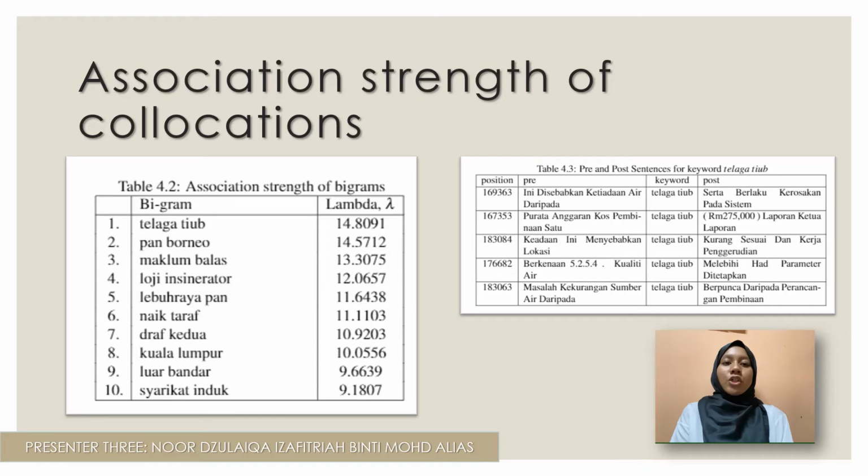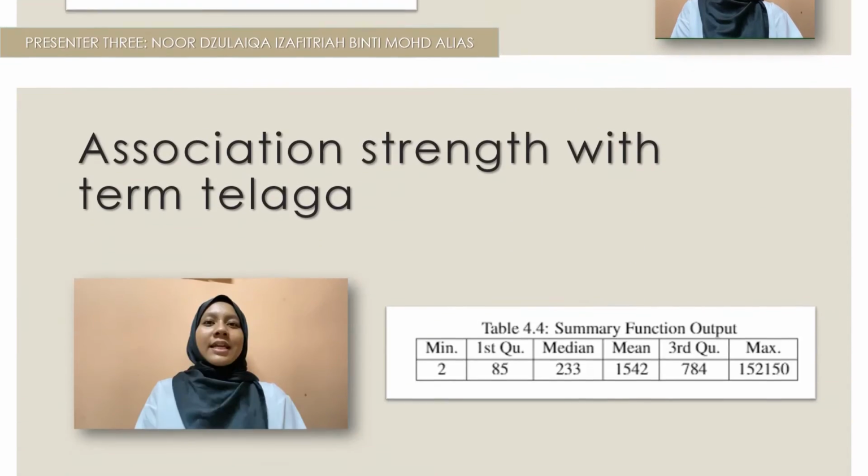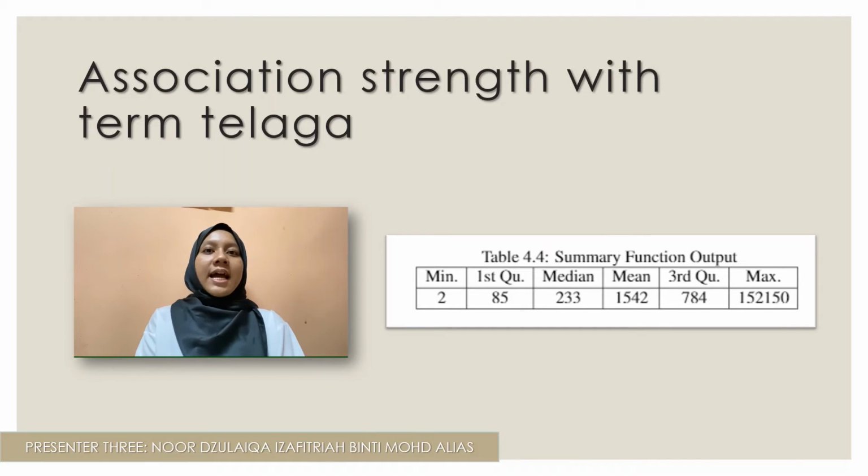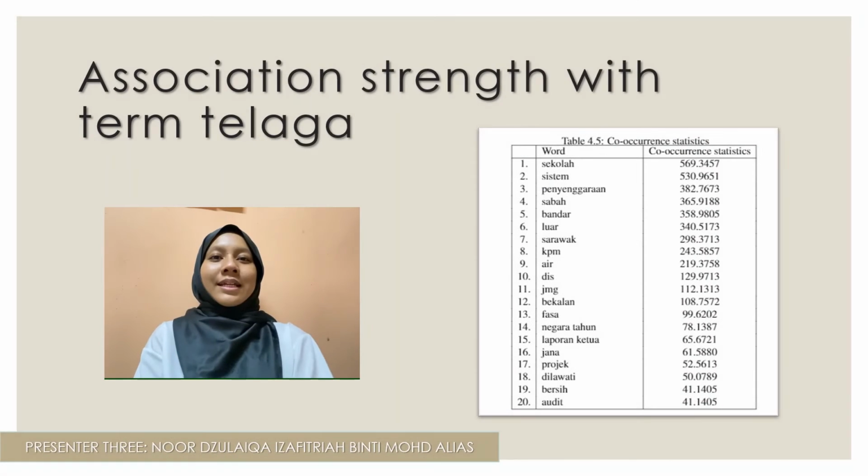Table 4.3 shows some of the important information related to Telaga Tiup. Since Telaga Tiup has the highest association strength, the summary function is extracted. It indicates that the minimum frequency of a word in the data is 2 with a maximum of 152,150. The difference between the median and mean indicates that the frequencies are not normally distributed, which is common for language data. The analysis is then continued with the co-occurrence statistic for the term Telaga.